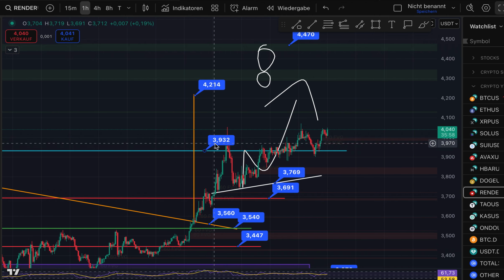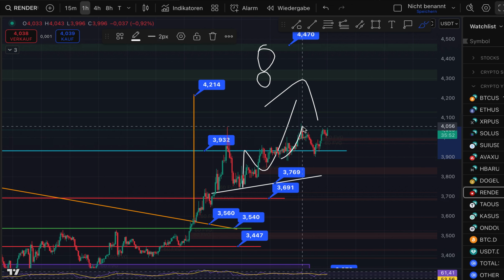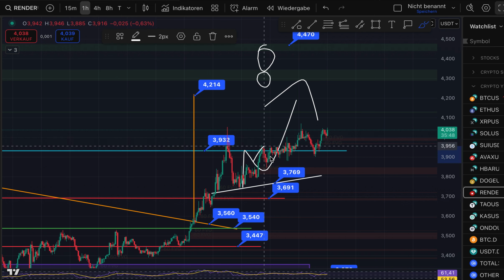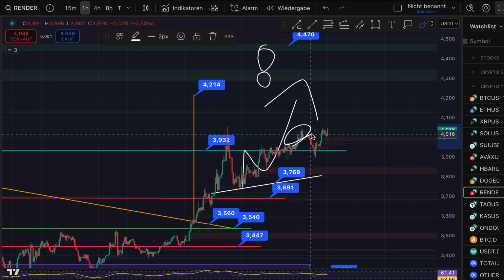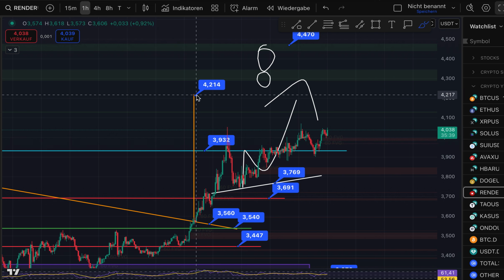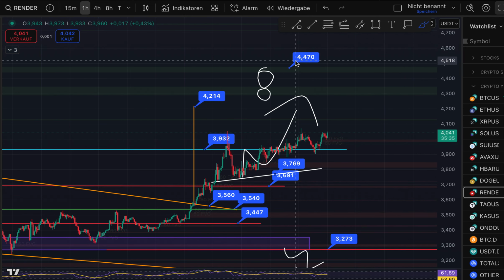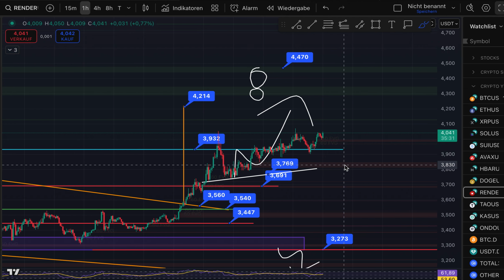So far we broke the $3.93 to the upside sustainably. Here was a nice breakout, here was a nice retest. We also tried to break it to the upside quite often before, but this right here was the clear signal that we broke to the upside. So basically $4.20 is the maximum extension, and $4.47 is the target right now and it's ongoing.